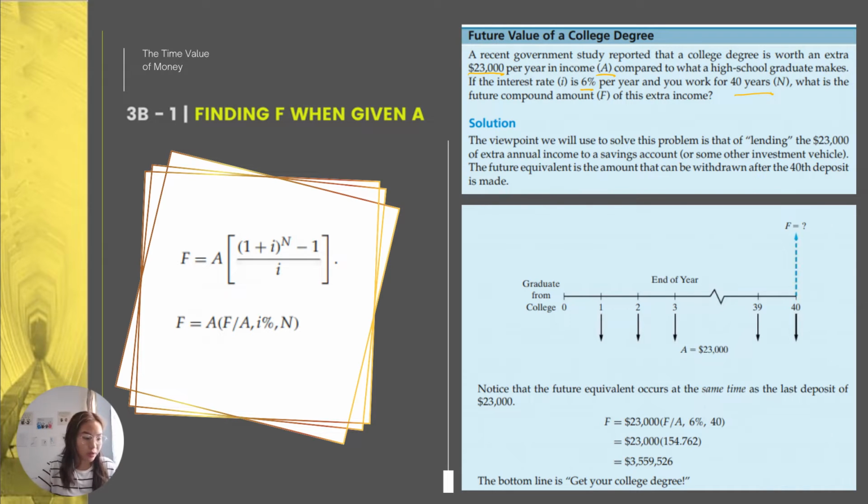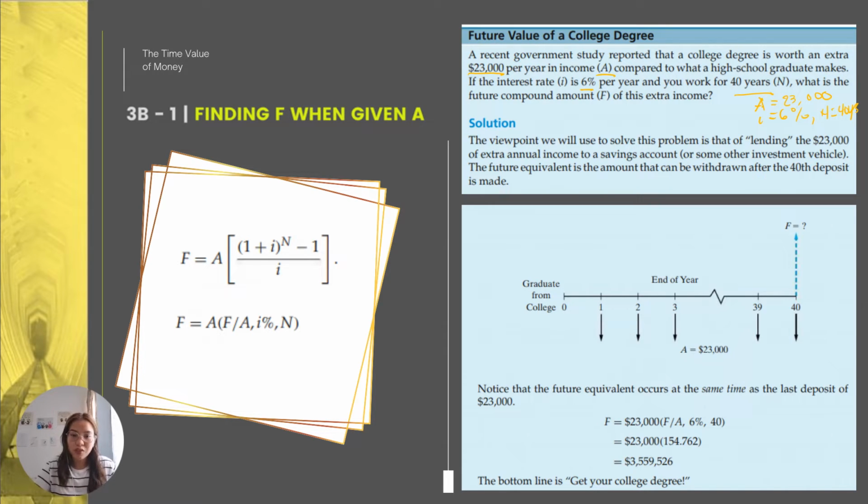So you have this given. So the solution of the problem is, A is the given, A is $23,000. What else? I is 6% and N is 40 years. What else? Okay. So we look for F.